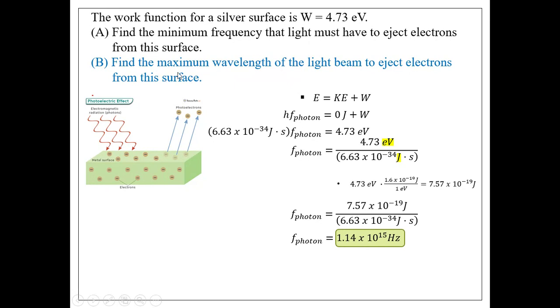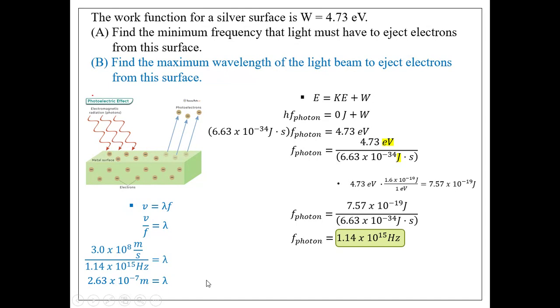Part B wants us to find the maximum wavelength of the light beam needed to eject these electrons. The maximum wavelength can be calculated simply by using v equals wavelength times frequency. We already know the velocity and the frequency, so I'm just going to plug it in. Here v is the speed of light, because we're dealing with light. The frequency we already calculated in part A, which is 1.14 times 10 to the 15 hertz. Calculator work time: if you do it correctly, it'll give you about 2.63 times 10 to the negative 7 meters.